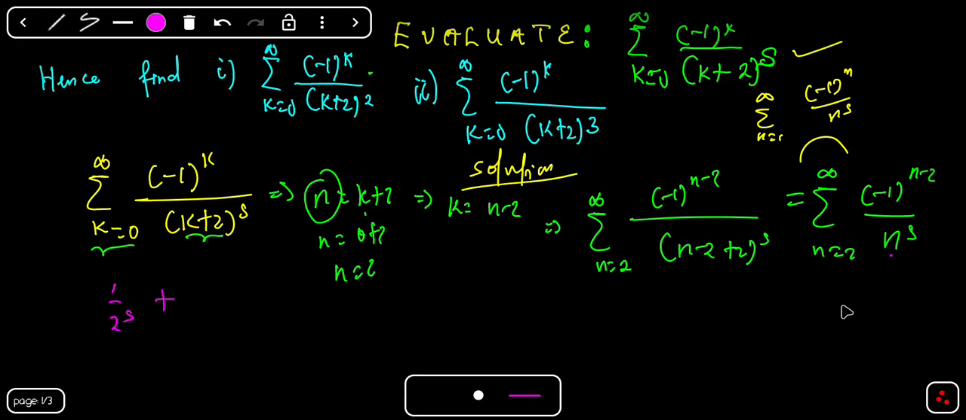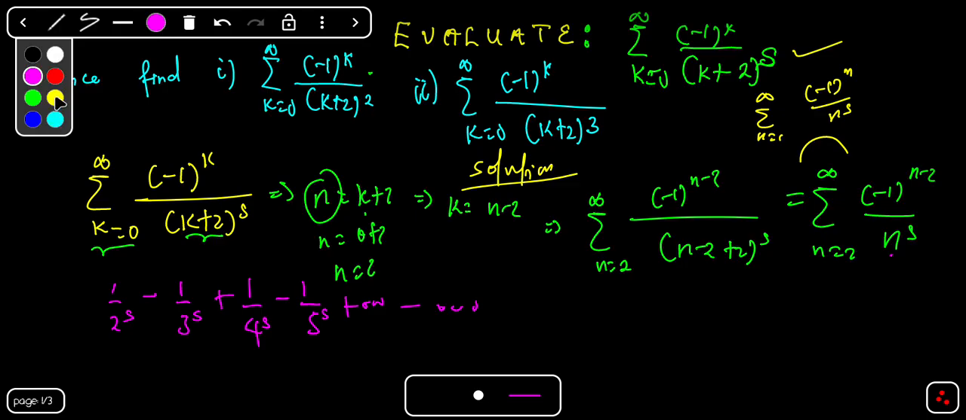Then plus, when n is 3, that will be 3 - 2, which is 1. Then (-1)^1 is minus. So instead of plus here, we're going to have minus, not plus. So -1 over 3^s. The next one will be plus 1 over 4^s. The next one will be -1 over 5^s, plus dot dot dot, minus dot dot dot. We still have other terms, okay?